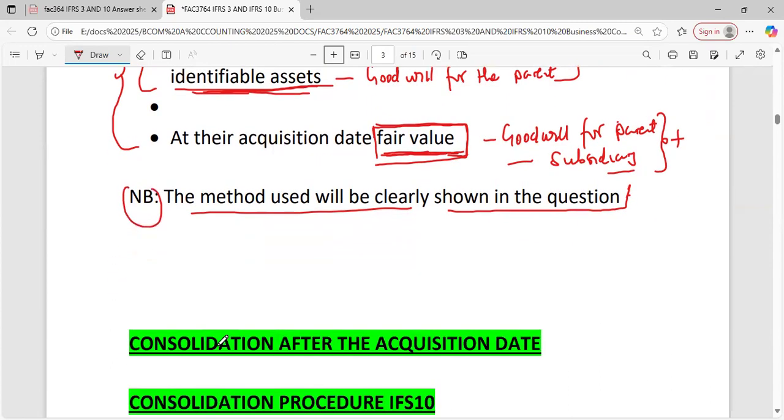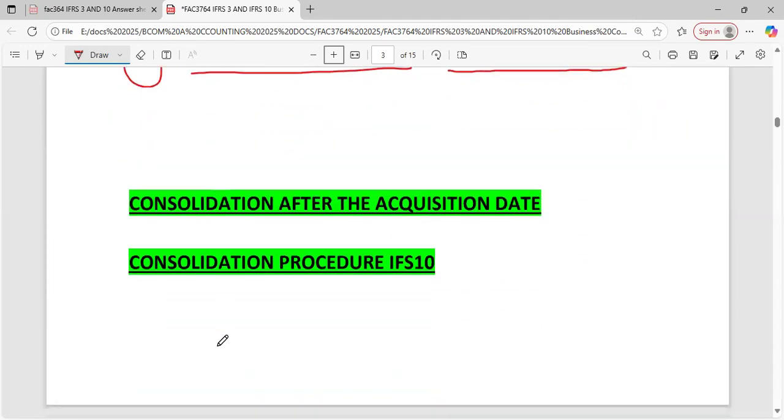Right. I don't know why I didn't have any. I think we'll meet the explanation down in the notes there. Right. Then consolidation after the acquisition date.